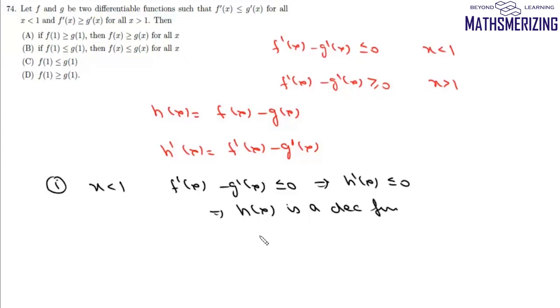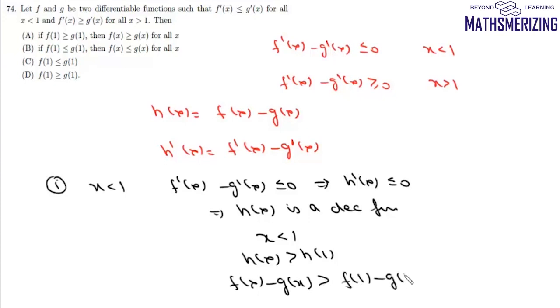Now if h(x) is decreasing and if x is less than 1, then h(x) is greater than h(1). Now what is h(x)? h(x) is f(x) minus g(x), and it will be greater than f(1) minus g(1). If f(1) is greater than g(1), then f(1) minus g(1) is greater than or equal to 0. So from here we can say f(x) must be greater than or equal to g(x). So when x is less than 1, f(x) must be greater than or equal to g(x) if f(1) is greater than g(1).